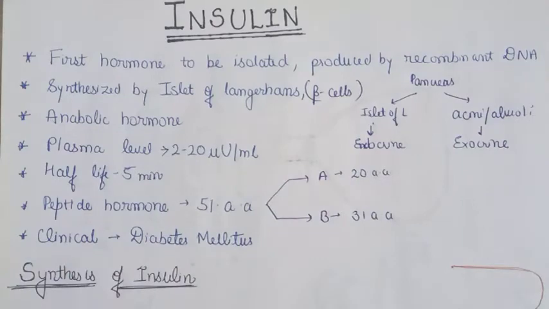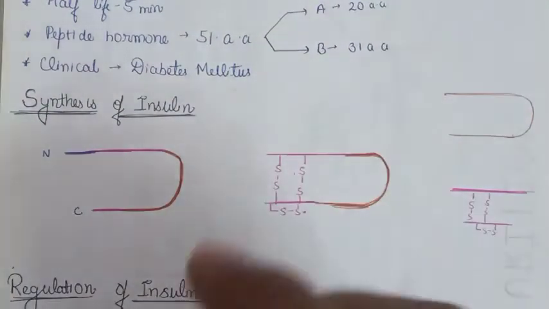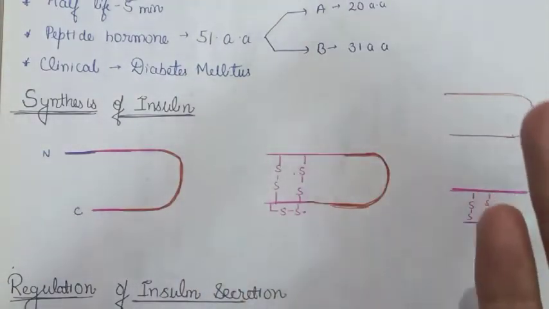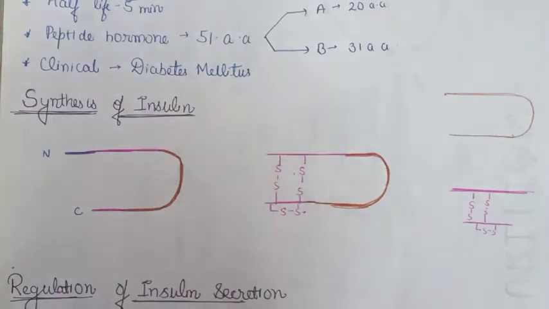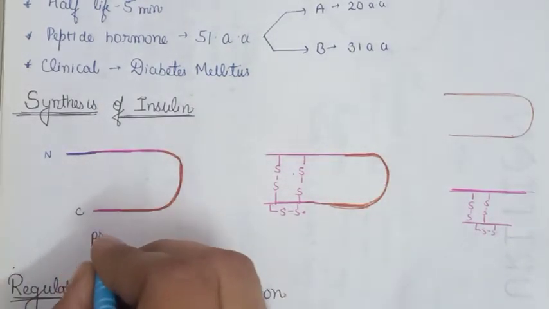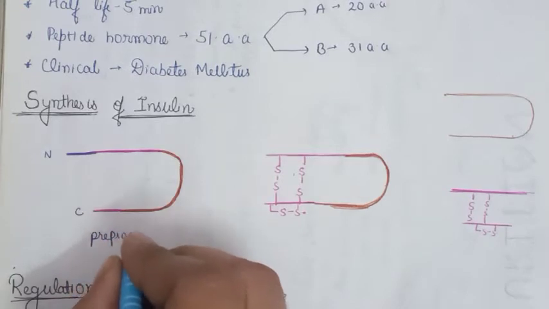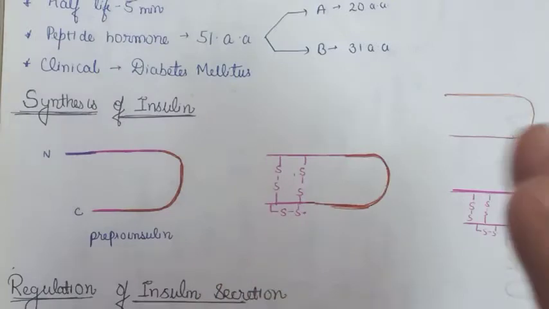Now let's see the next topic, that is the synthesis of insulin. How is insulin synthesized? Most of the hormones are synthesized by the ribosomes present on the endoplasmic reticulum, and the same is the case with insulin. Insulin is secreted in the form of proinsulin, produced by the ribosomes in the endoplasmic reticulum.